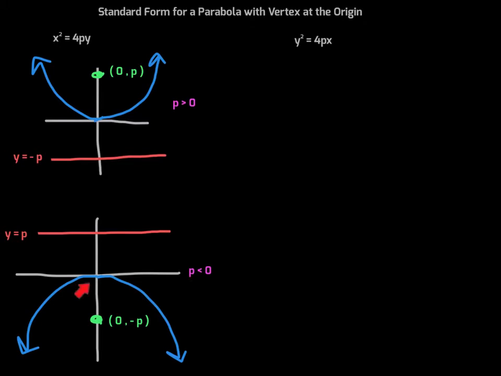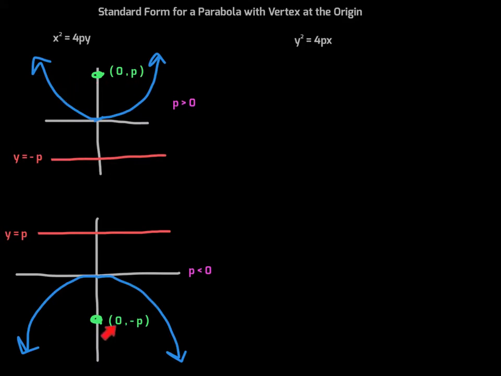So again, the vertex is at the origin. The focus is located p units away from the vertex. And then the directrix is located also p units away from the vertex. Can you notice something? The focus and the directrix are on opposite sides of the vertex. Look at the focus and the directrix on opposite sides of the vertex. The focus, you guys, will always be within the branches of the parabola. The focus will always be inside the parabola, if you will.